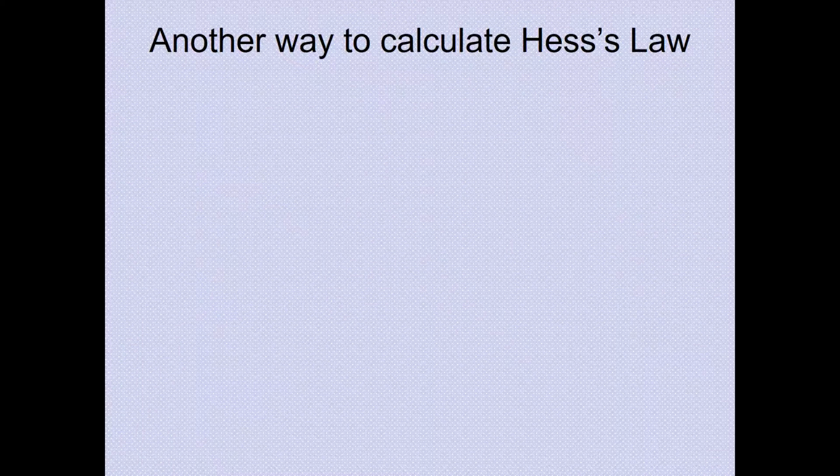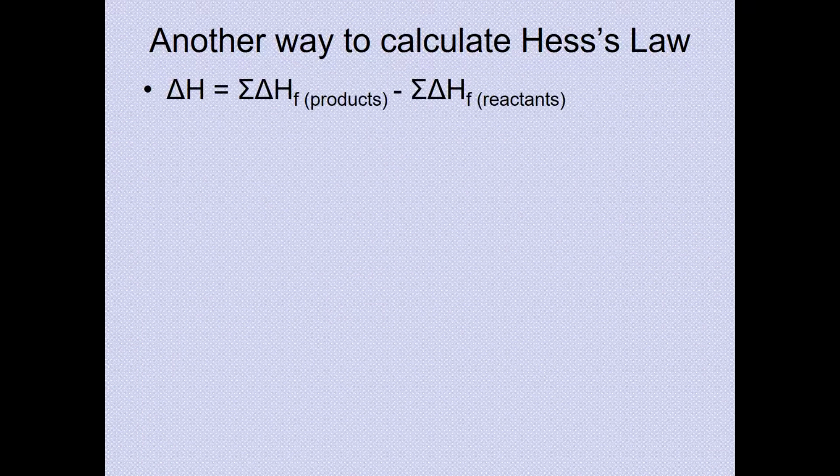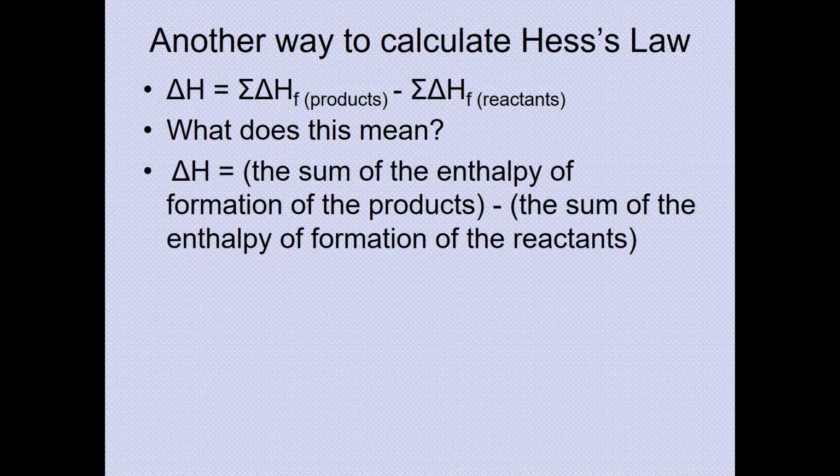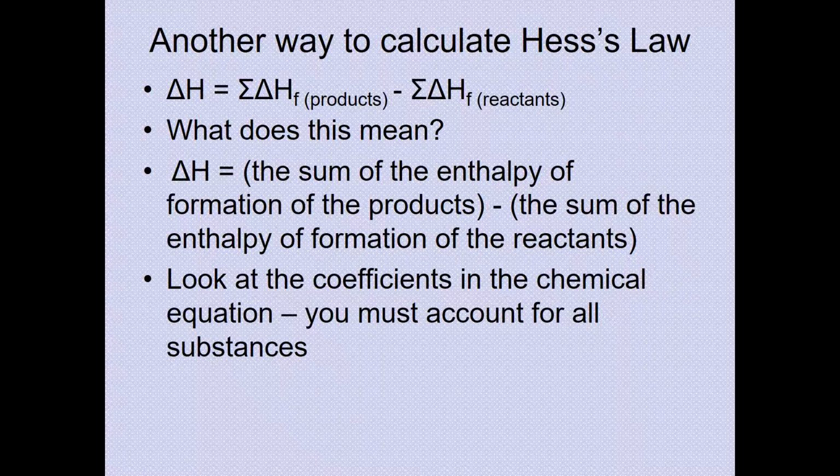There's also another way to calculate Hess's law problems, and that's the sum. That's what that weird kind of E looking thing is. That's a sigma, and it means sum. So we can take the sigma of our delta H of our products and subtract the sigma, the total of the delta H of our reactants. So what does this mean? Remember, delta H is the sum of the enthalpy of formation of products minus the sum of the enthalpy of formation of the reactants.